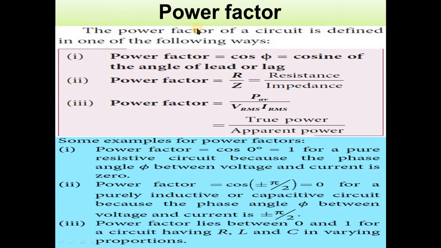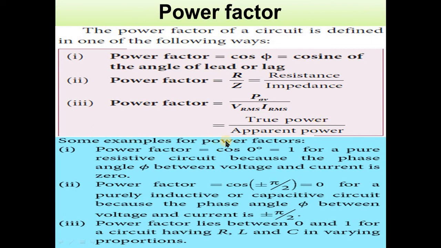The next important topic is power factor. Power factor is a 2-mark as well as 3-mark question. The power factor of a circuit is defined in one of the following ways. There are 3 formulas. Power factor is equal to cos phi, the cosine of the angle of lead or lag. Another formula is R by Z, that means resistance by impedance. Another formula is average power divided by Vrms into Irms, that means true power divided by apparent power.